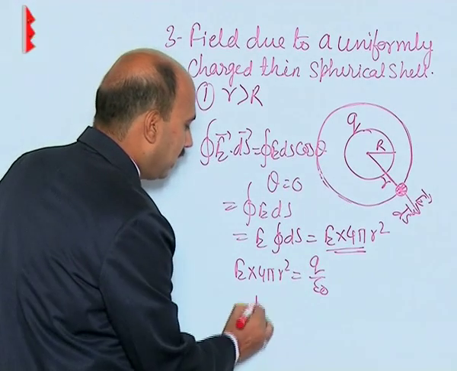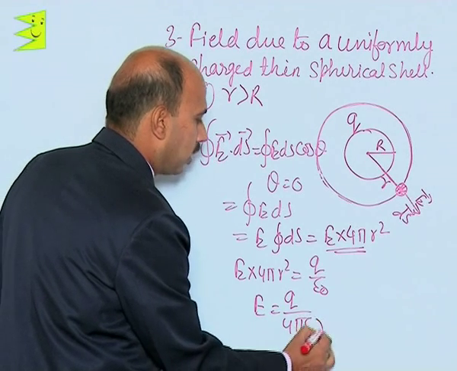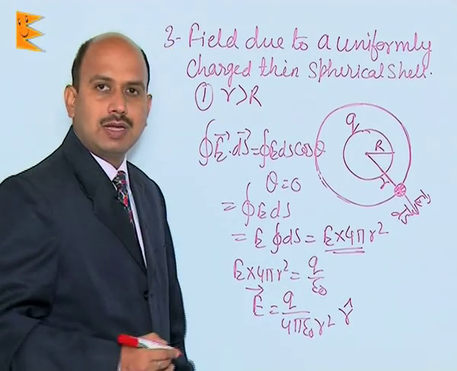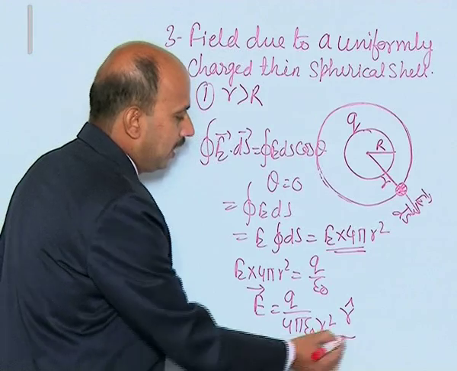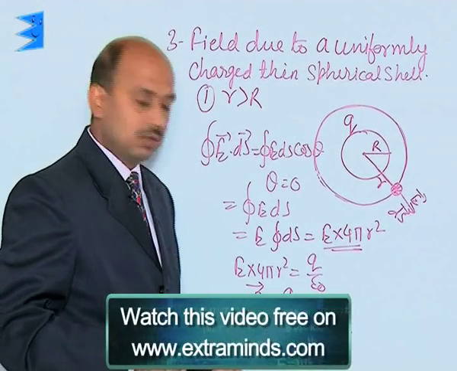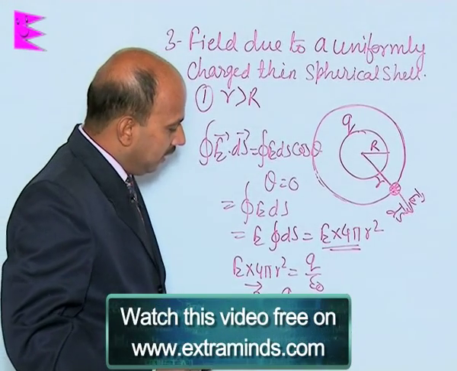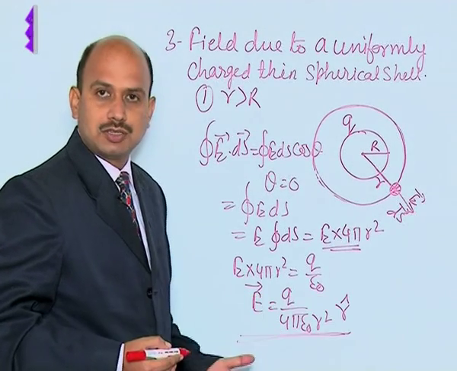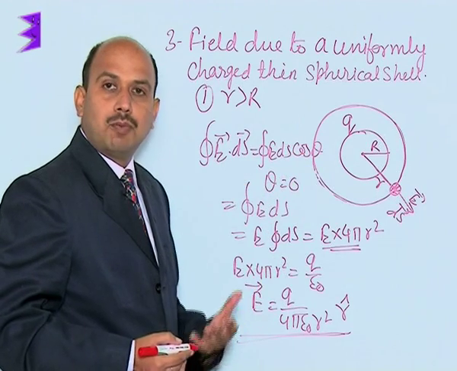So, in this case E is equal to q by 4 pi epsilon naught r square, in the direction of r unit vector. So, this vector is radially outward. This is the electric field intensity at any point at a distance r from the center, which we have calculated by using Gauss theorem. But see, this electric field intensity is equal to the electric field intensity due to a point charge. It means we can say this spherical shell is behaving as a point charge.